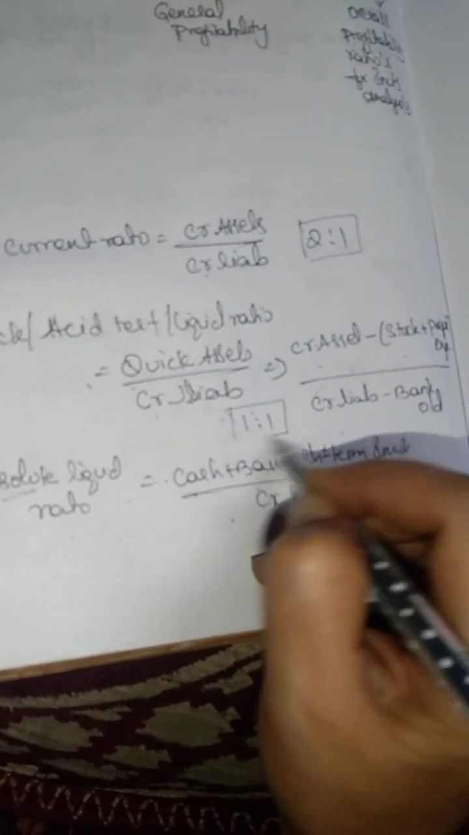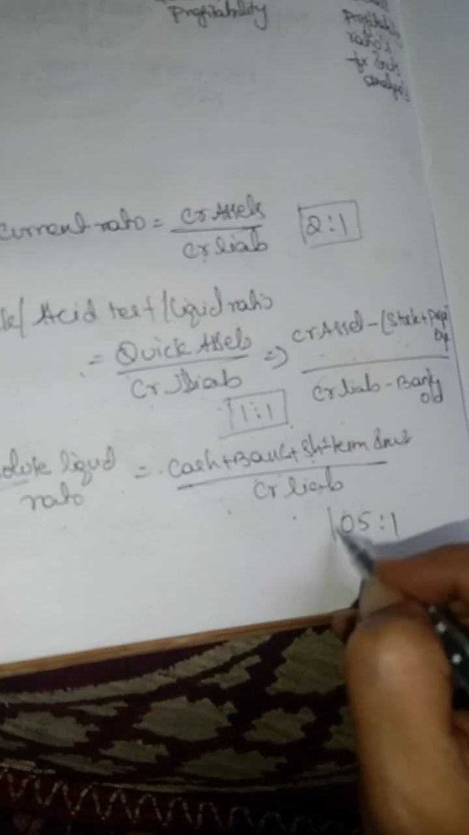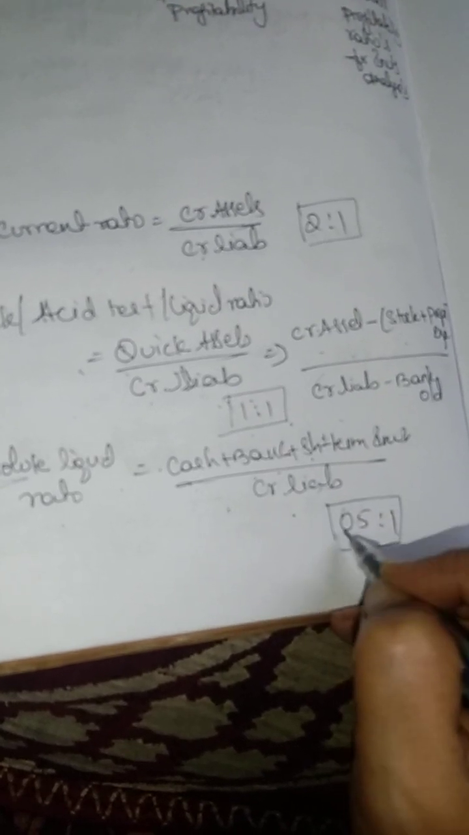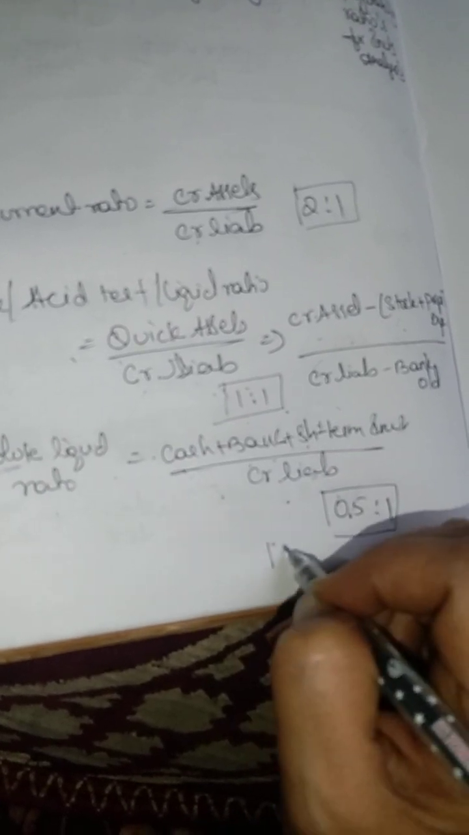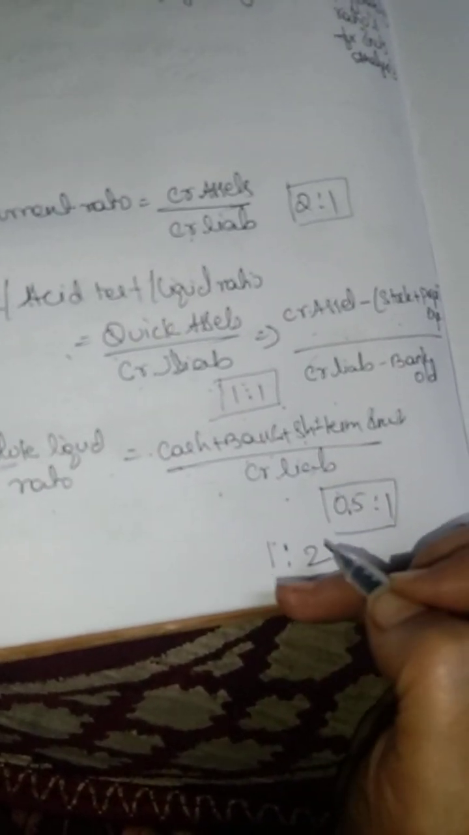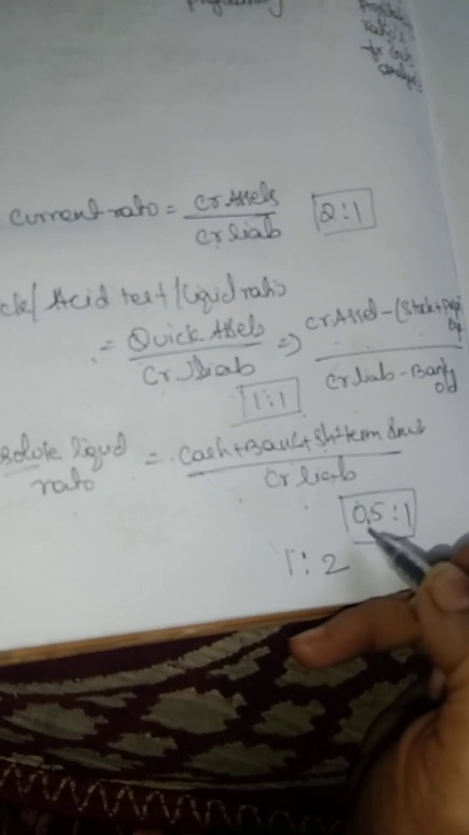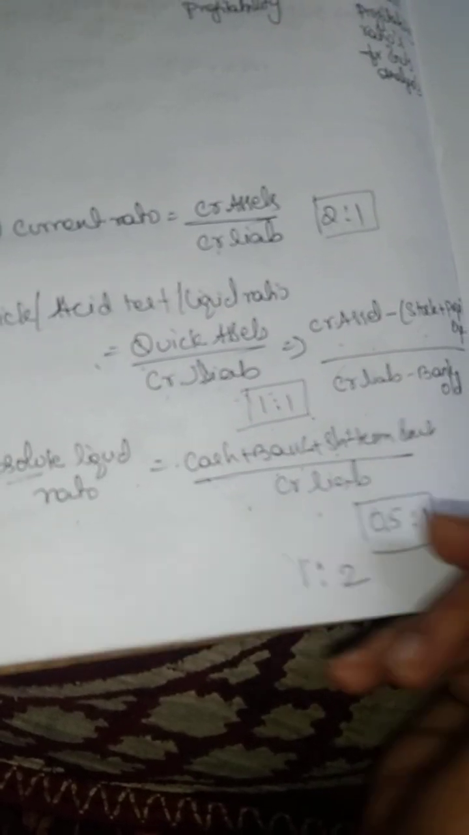Whereas for the quick ratio, we take 1:1 as the ideal ratio. And for this one, we take 0.5 to 1, or else simply 1:2. That can also be said. So 1:2 is said to be the ideal ratio for this one. Is this fine?